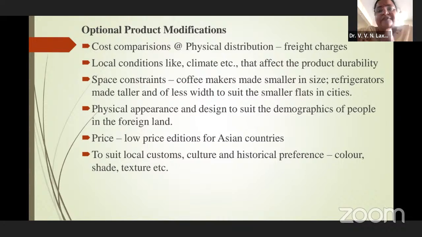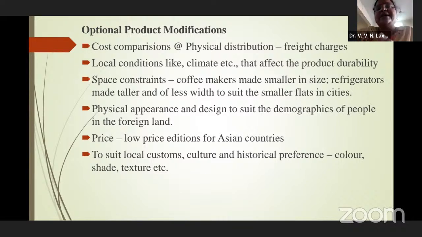cities. Then physical appearance and design might be the colors. For example, something in orange color may not be very acceptable in the West Indies. You know, where a cultural background is also involved. Even in India, if you take, plain white is more worn in northern India when compared to southern India.